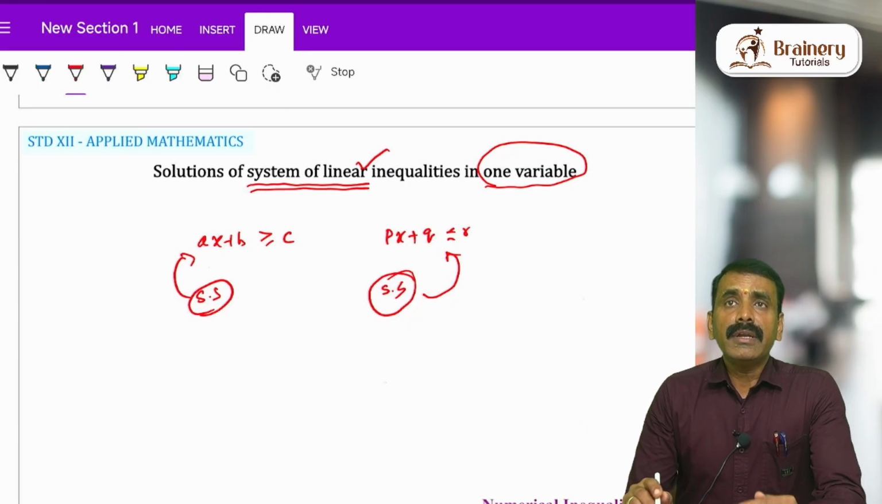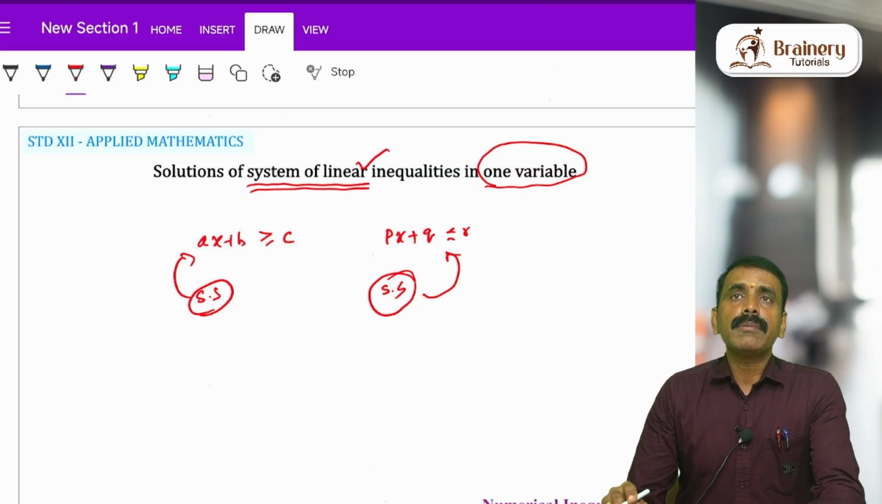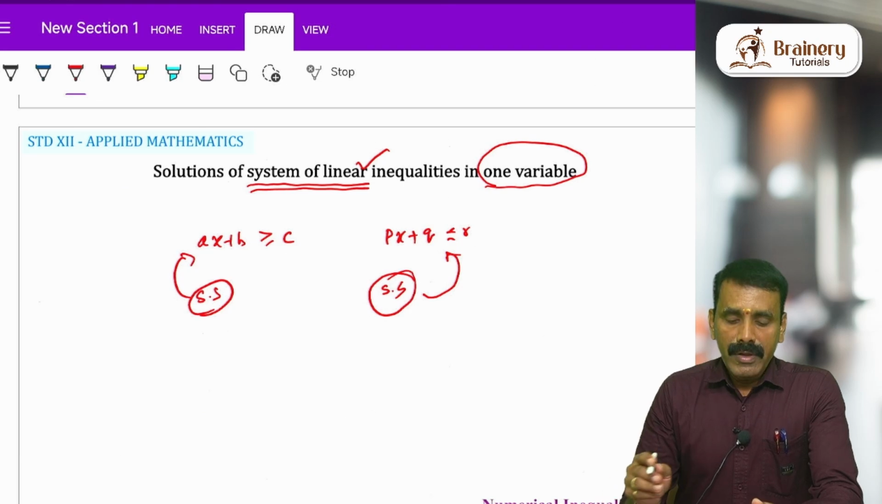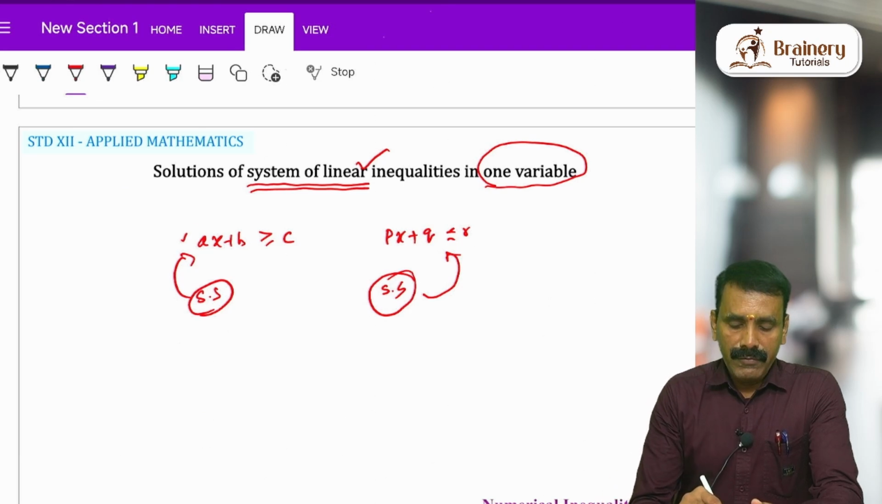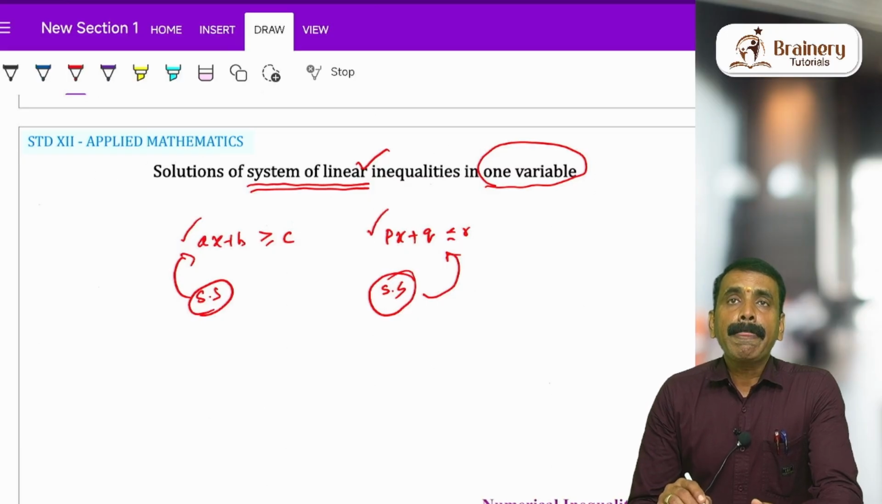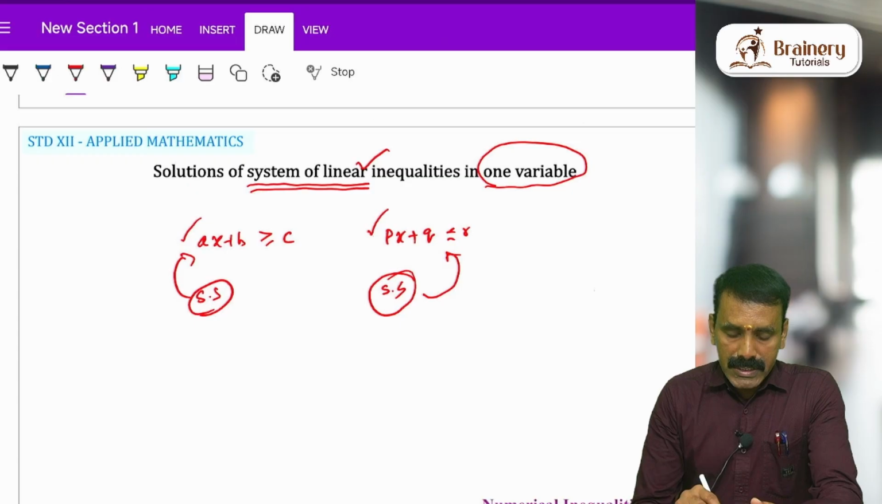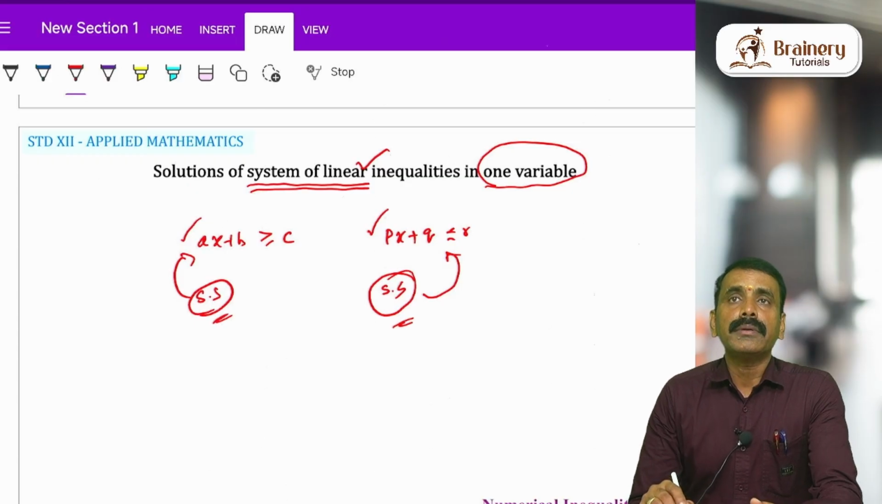If it is given individually, the problem will be solved at that particular stage. But this is going to be a system of linear inequalities. So we are supposed to find the solution set for the first equation and the second equation, and we have to find the suitable solution set for x which will satisfy both the inequalities. We have to find the value of x which will satisfy both the inequalities from the solution sets obtained. So that is very important.